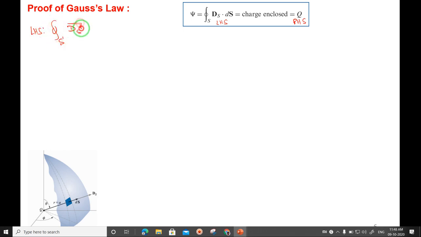D dot dS. And in order to prove the Gauss law, what will I take? I will take the point charge which is lying at the origin of the spherical coordinate system, and the Gaussian surface which encloses the point charge is a spherical surface enclosing that point charge. So I will draw the diagram. Later on you can observe this diagram.